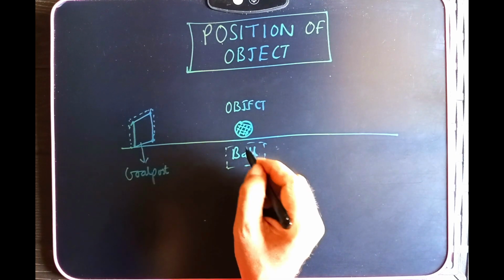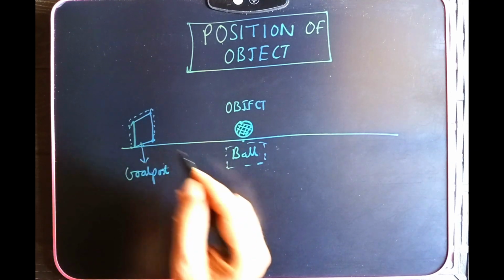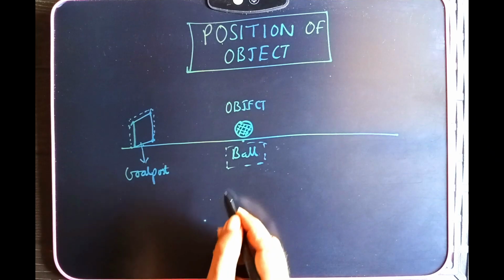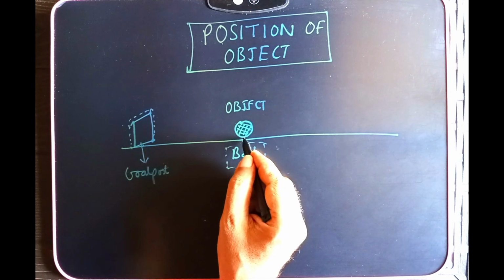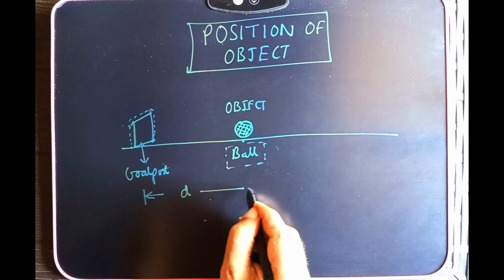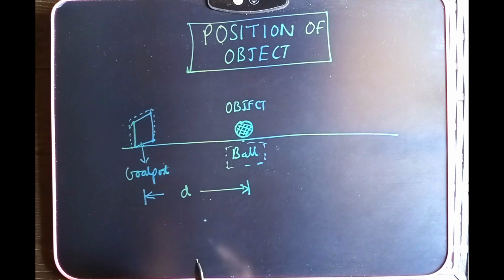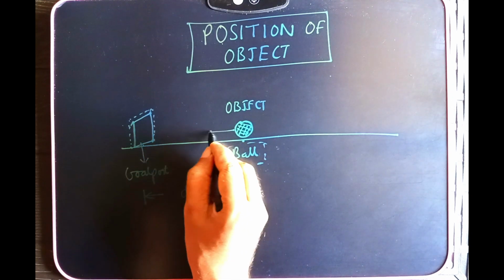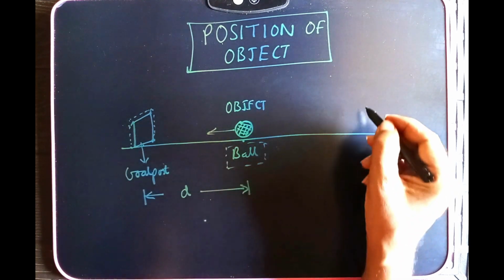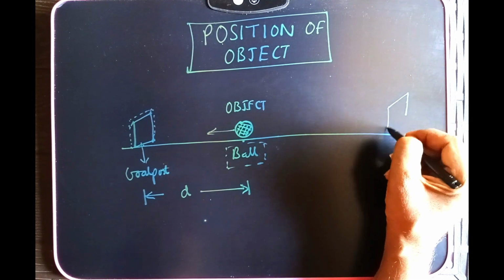So now I want to find out the position of the ball. So I have to tell the position of the ball with reference to the goal post, right? So then I can say the ball is at a distance d from the goal post which is placed on the left side, right? This is the left side. I can also say if I have another goal post here far away, in a football field there are two goal posts.